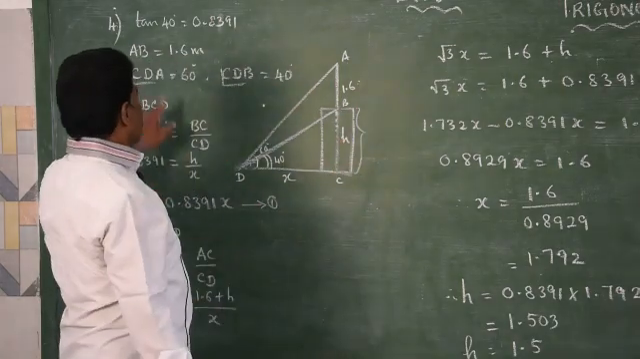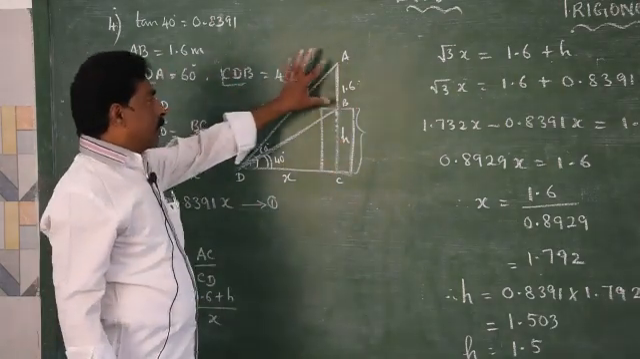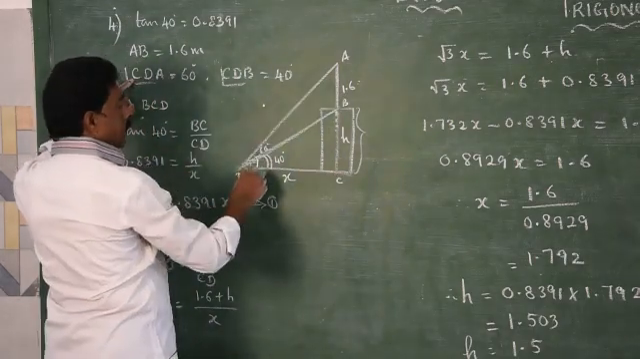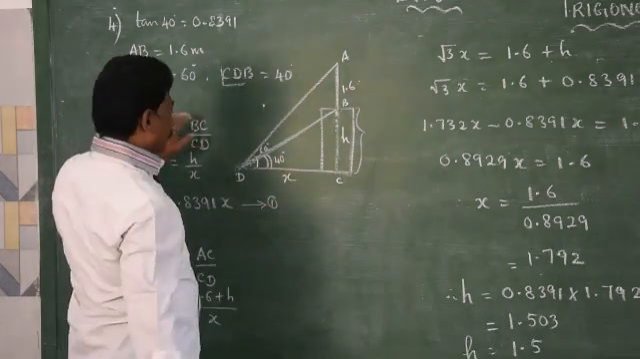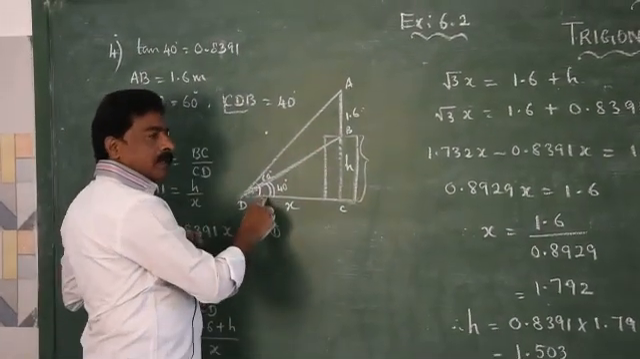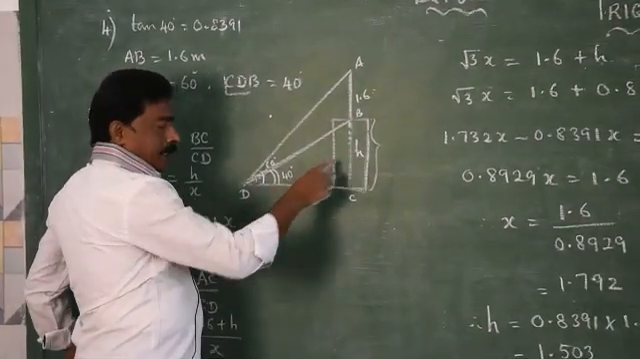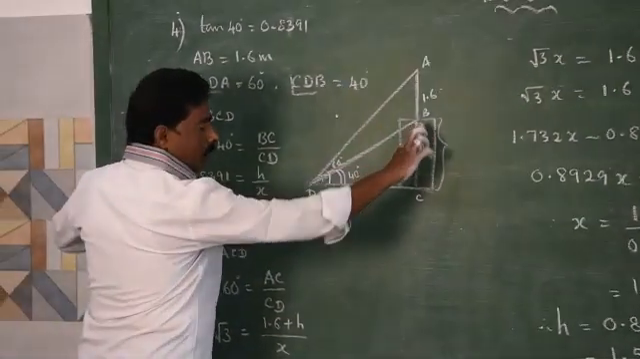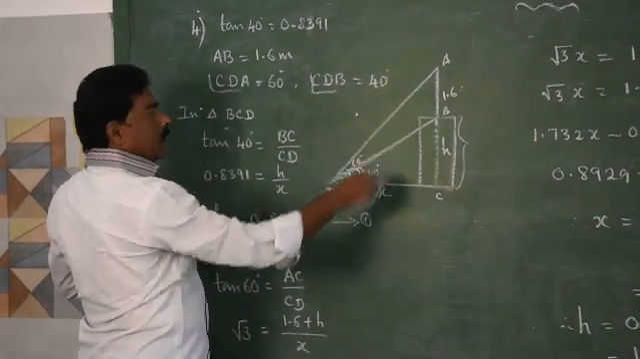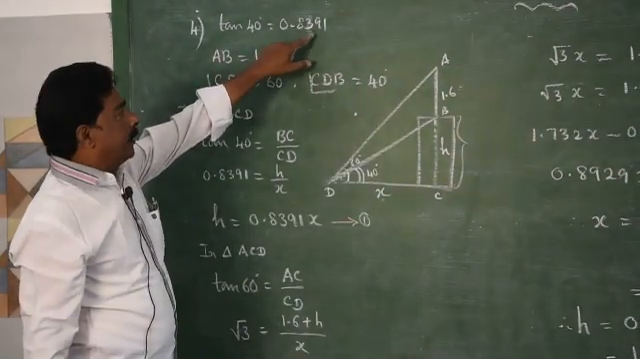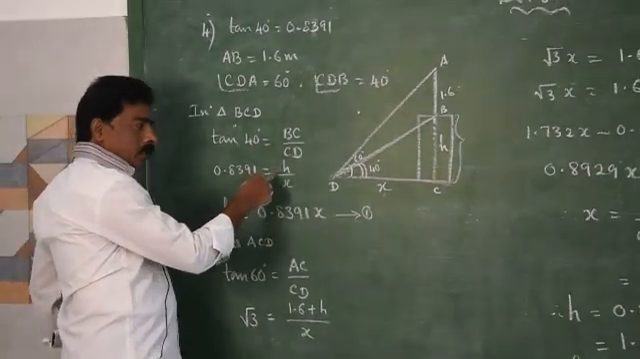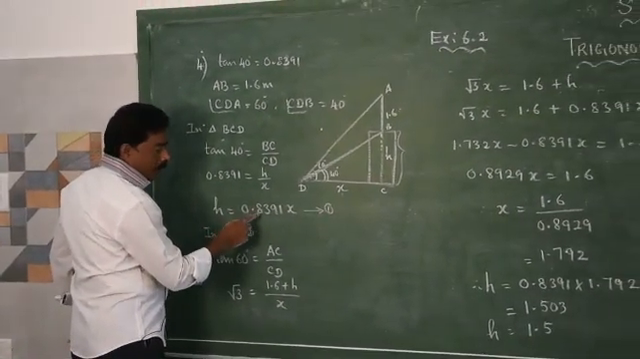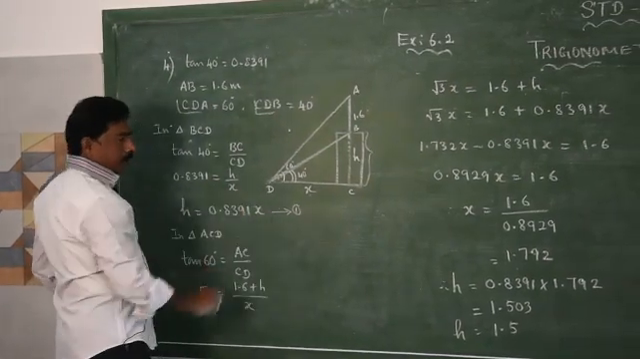For that, what is given? AB, that is the statue, is 1.6 meter. The angle of elevation CDA is 60 degrees. CDB is 40 degrees. In triangle BCD, opposite and adjacent. So tan 40 is equal to BC by CD. The tan 40 value is given. Tan 40 is 0.8391. So 0.8391 equals h by x. So therefore h is equal to, cross multiply, you are getting 0.8391x. Consider that as 1.